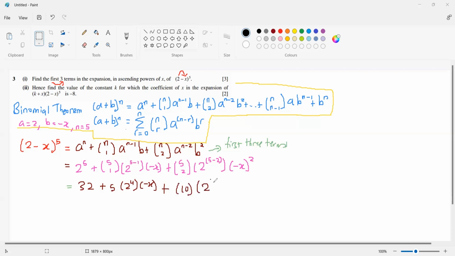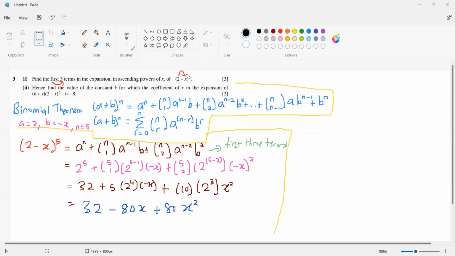This is 2 to the power of 3. And this is just purely x squared. Doesn't matter, the negative cancelled off. Okay, now we just simplify this. We should get readily the answer. So 32 plus, minus, plus minus there, sorry. Almost missed that, 80x. And then this also coincidentally is just 80 and then x squared. So these are the first 3 terms of the binomial expansion. The A part is done.